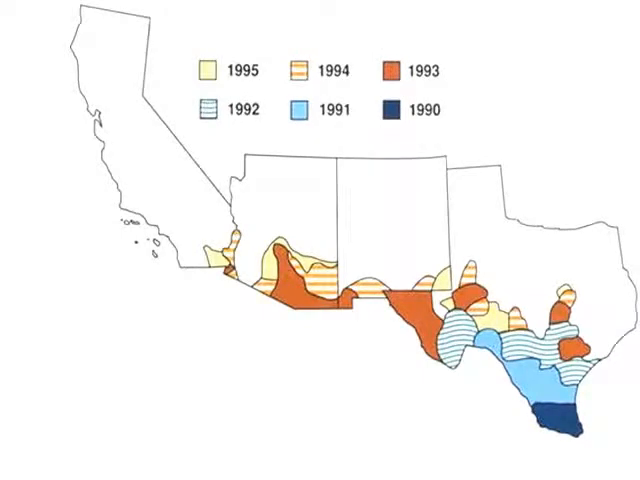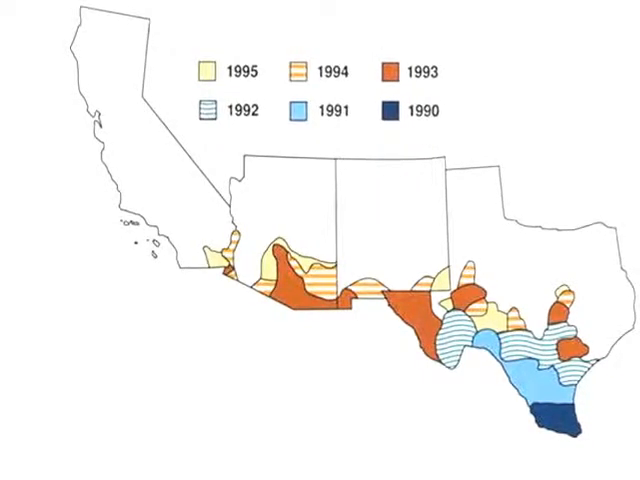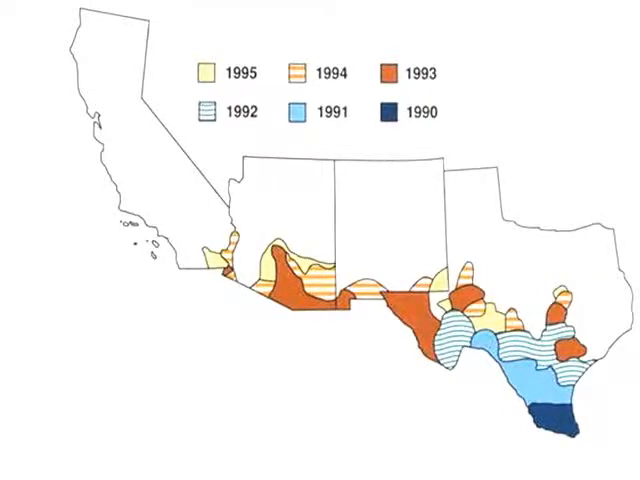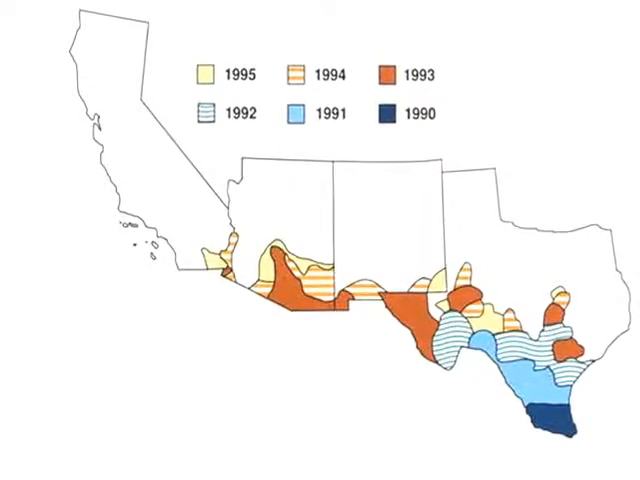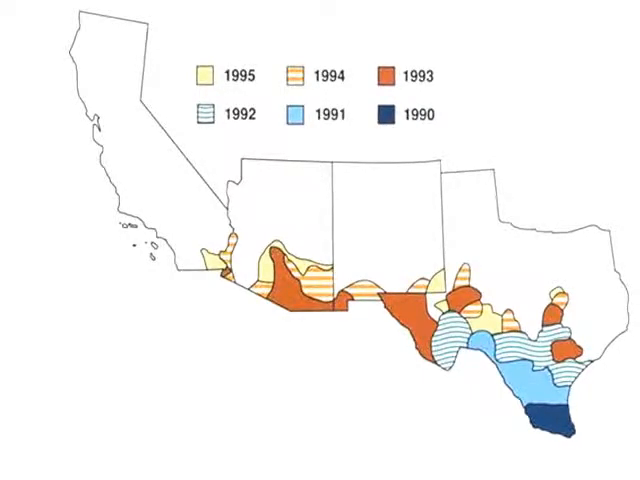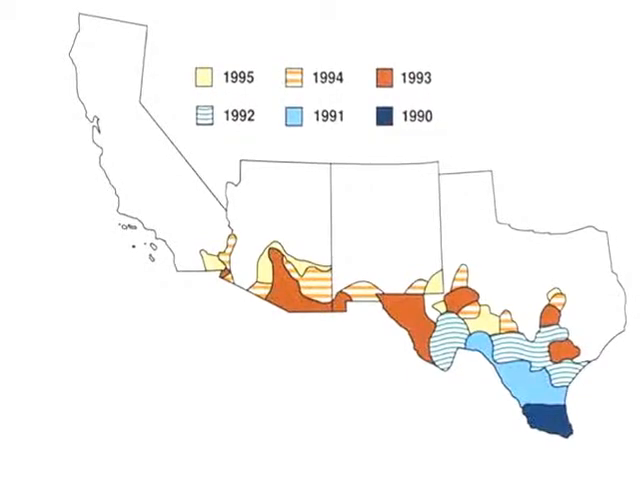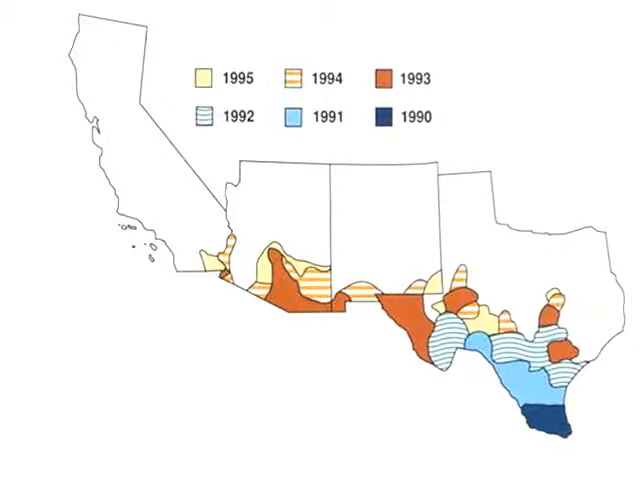This is a map of, I have no idea, because it's clearly not labeled, or marked. I pulled it off of a website, but this is a map of the progression of killer bees throughout the Southwest. Some people call them Africanized bees, right?